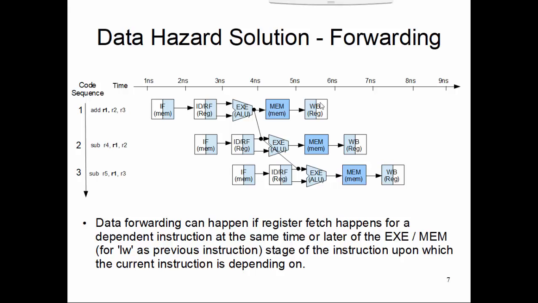But we can still keep forwarding this value to the execution cycle of the third instruction as well. We produce the updated value for R1 at the end of the 4th nanosecond, and we use it in the second instruction at the beginning of the exe cycle, which is at the 4th nanosecond. And we can also use the same value at the beginning of the third cycle of the third instruction, which is at about 5 nanoseconds, because the data is available.